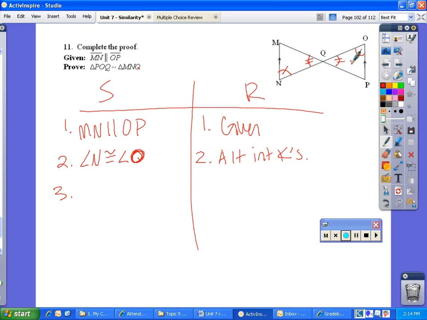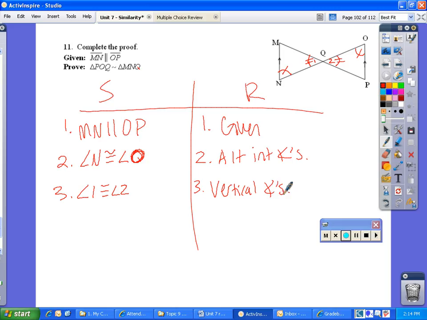Now, you cannot call them both angle Q because they're different angles. If you want to, you can give them names like 1 and 2, and you can put that on the diagram, and now you can use those names. So angle 1 is congruent to angle 2, and we know this because they are a pair of vertical angles.